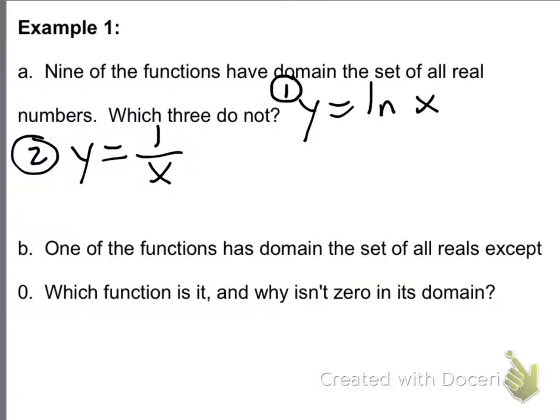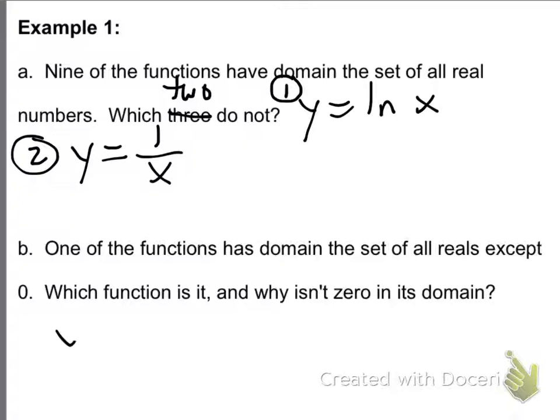Okay? The third one is not listed apparently. So which 2 do not? So the 2 that do not have all real numbers are ln x and 1 over x. Now the best part is, the next part says one of the functions has domain the set of all reals except 0. Which function is it, and why isn't 0 in the domain?